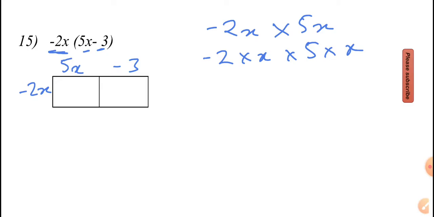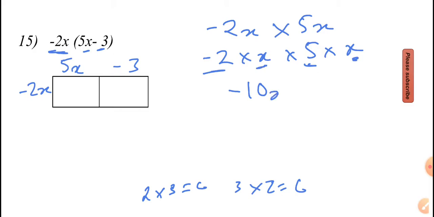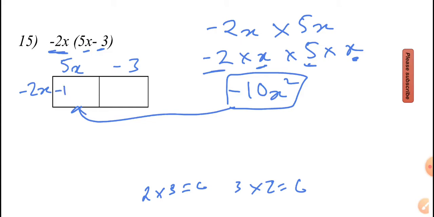When you multiply, you can multiply in any order. 2 times 3 is 6, and 3 times 2 is also 6, so it doesn't really matter. It doesn't matter if I say 2 times 3 is 6 or 3 times 2 is 6. So in our case, we can now do the numbers first. So minus 2 times 5 is going to be minus 10, and then multiply that by x times x, which is x squared, so it'll be minus 10x squared. So this we can write straight in here, minus 10x squared.